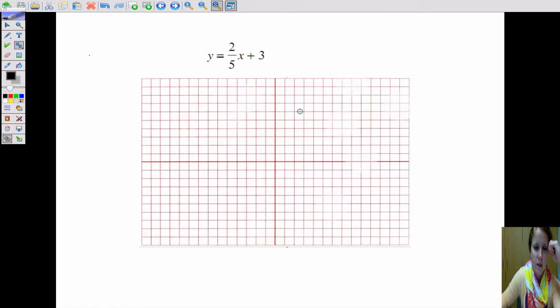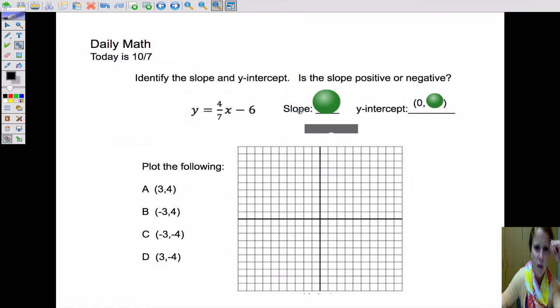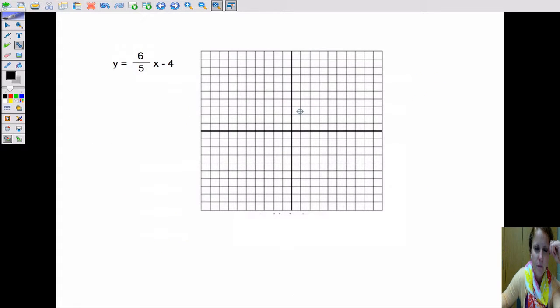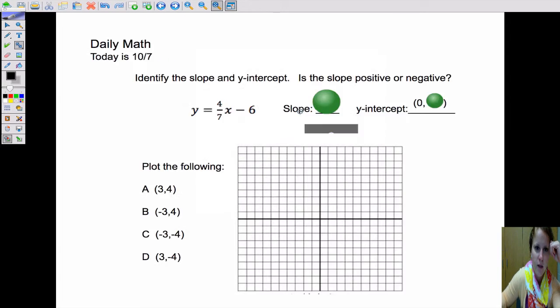So those are just a couple of examples. Why don't you try this one on a piece of graph paper? Try graphing that one. And maybe try graphing this one too. We'll see what those look like just for practice. Okay? And here are the answers.